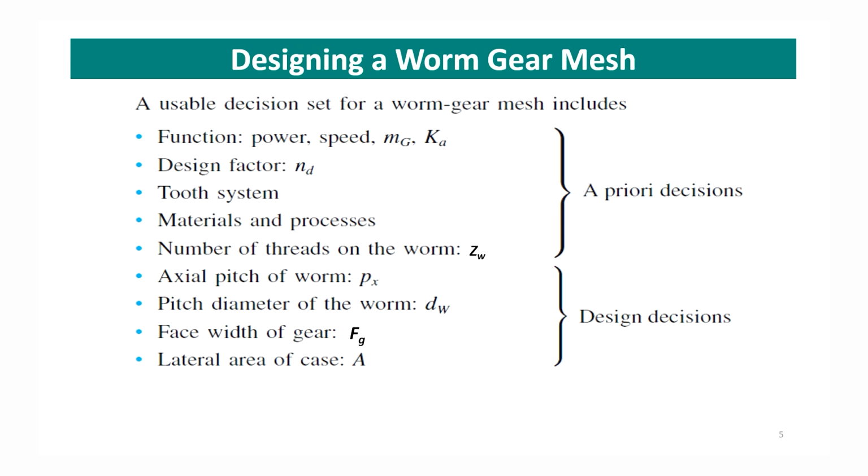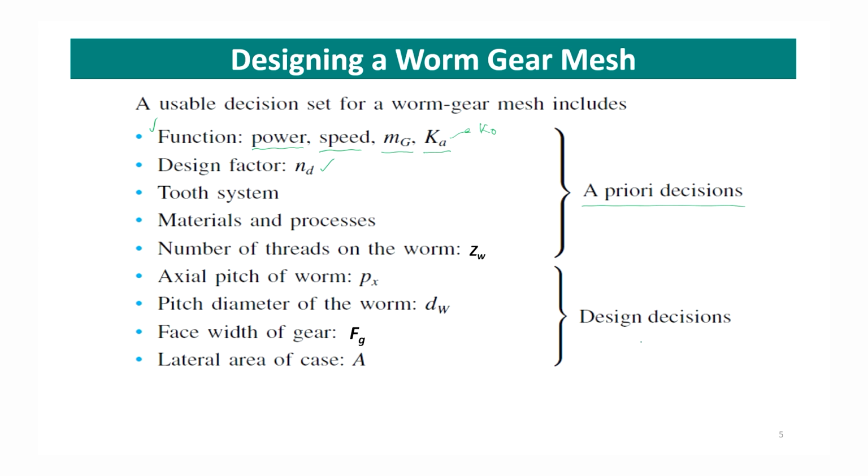Now, designing a worm gear consists of the following steps. A usable decision set for worm gear mesh includes some a priori decisions in which the function should be decided. That means the power which you want to transmit, at what speed and at what velocity ratio, and the application factor. This application factor is very similar to the overload factor which we had taken in the case of spur, helical and bevel gears. Then the design factor, that means factor of safety, nd, then the tooth system, material and processes, then the number of threads on the worm, zw.